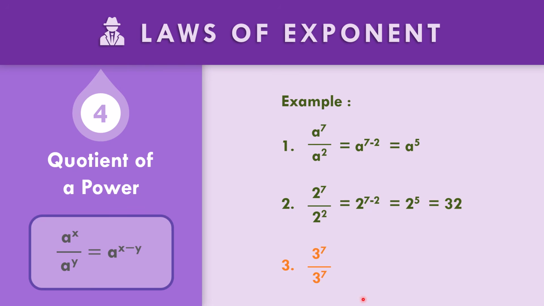How about number 3? 3 to the 7th power all over 3 to the 7th power. So it means 3 to the 7 minus 7. So 7 minus 7, that is equal to 3 to the 0. And 3 to the 0, that is equal to 1.